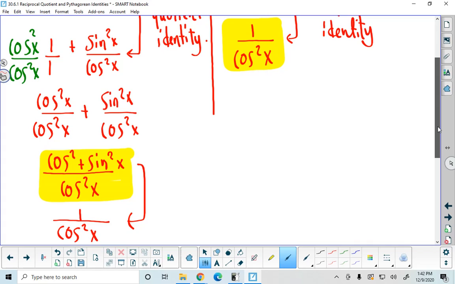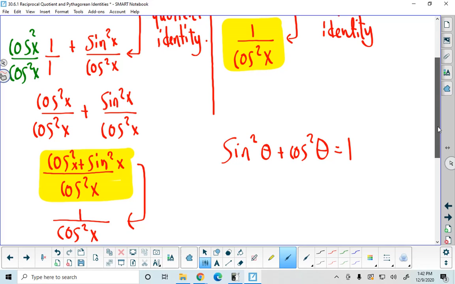When you look at your formula sheet, on your formula sheet is this statement. Can you help me out here? Does your formula sheet have thetas or x's? Theta. I missed my x over here, by the way, with my cos squared. So sine squared of theta plus cos squared of theta equals 1.